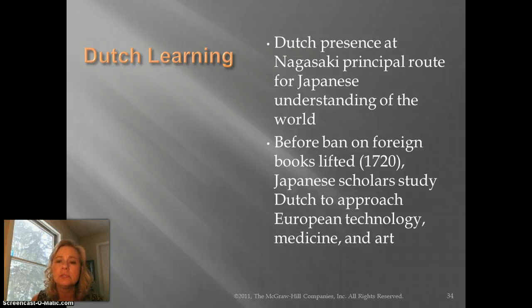So it was through the Dutch that the Japanese had contact and instruction about what was going on in Europe, and likewise through the Dutch that Europe learned about what was going on in Japan.